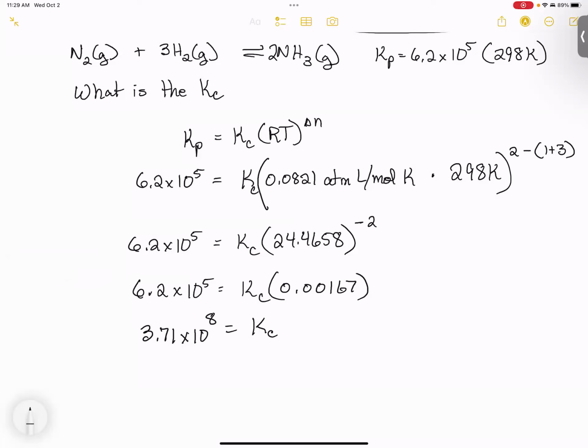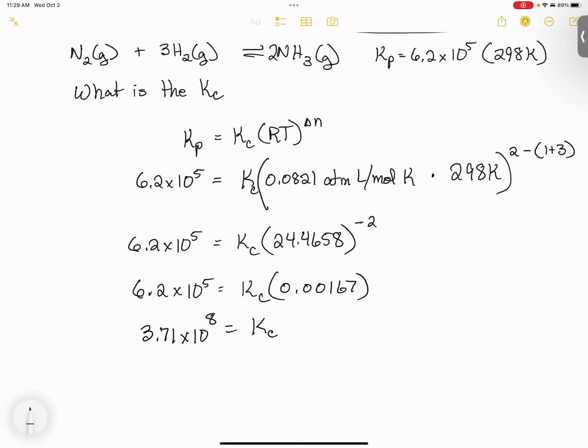Questions? Basically, all I'm doing is using the formula to convert between Kc and Kp. So are we just getting rid of the units? Equilibrium constants don't have units.